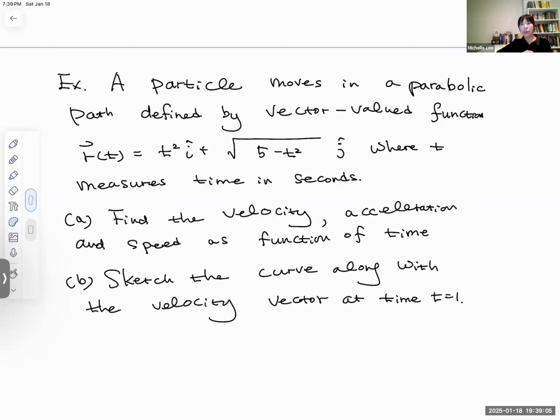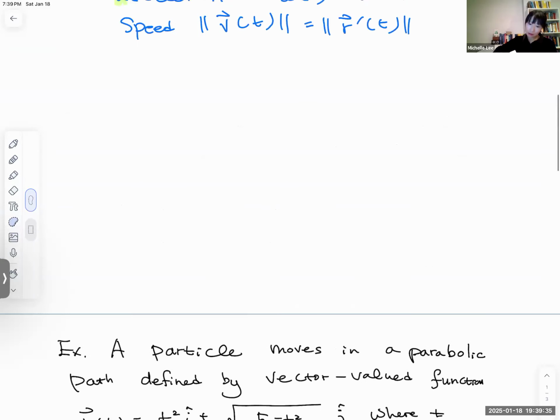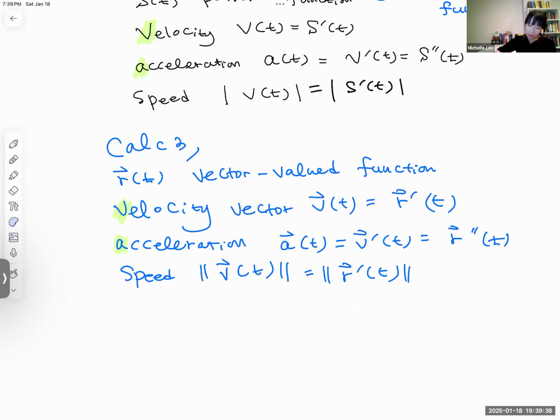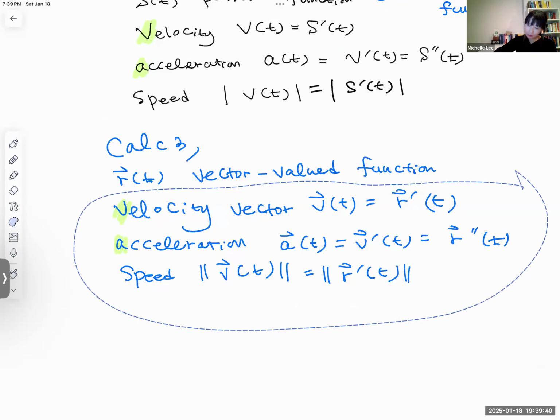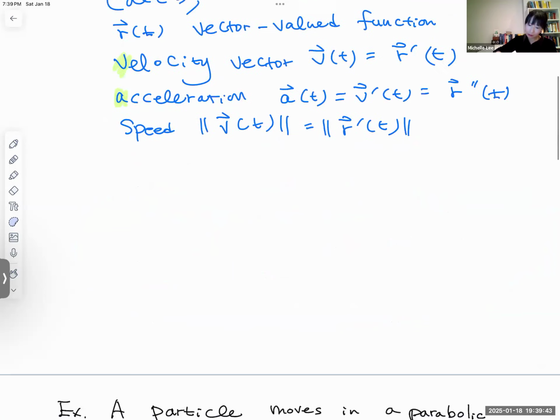Okay, so here is the example. A particle moves in a parabolic path defined by the vector valued function r of t equals t squared i plus square root of 5 minus t squared j, where t measures time in seconds. We're going to find the velocity, acceleration, and speed. For velocity, we have all the formulas here, so let's bring them down.